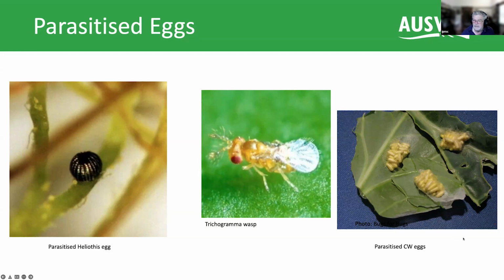Just for another example, over on the right-hand side, that's parasitized cabbage white moth larvae. The wasp that lays its egg on the cabbage white moth lays dozens of eggs, and then as they develop, you can see each of those little packages is a parasitic wasp developing.